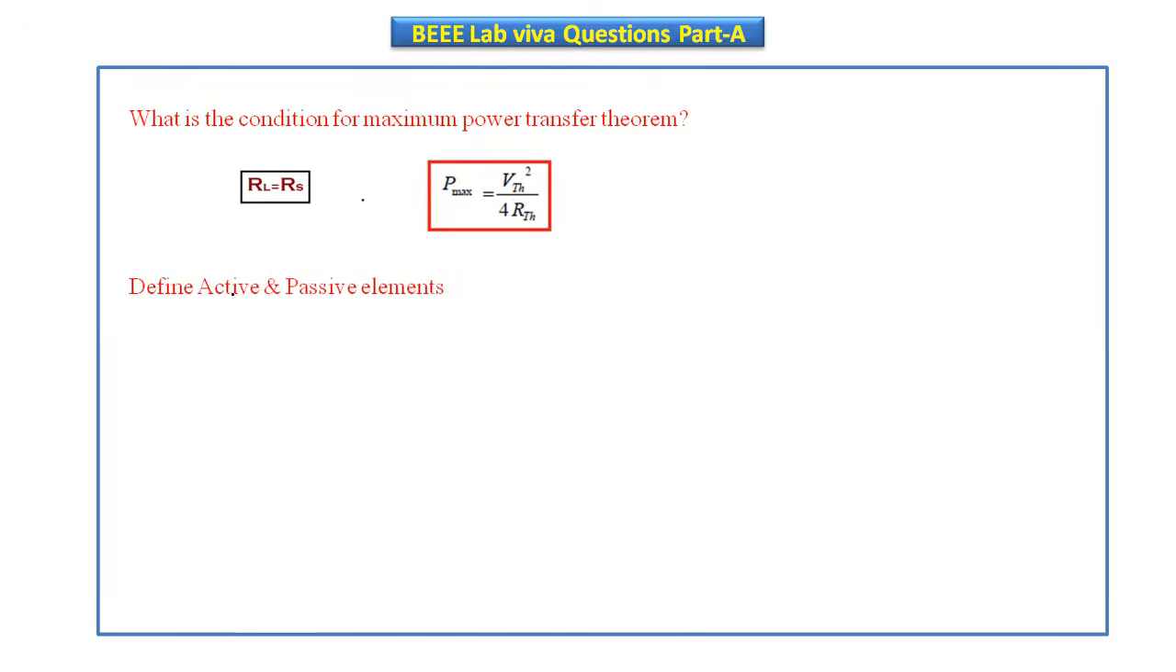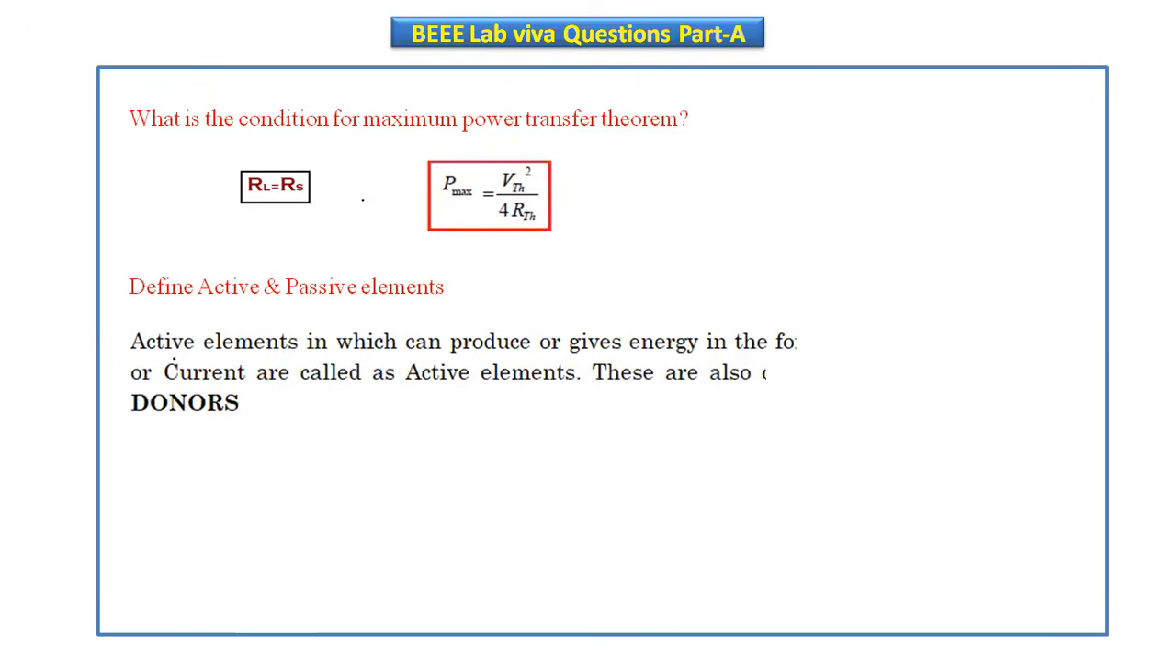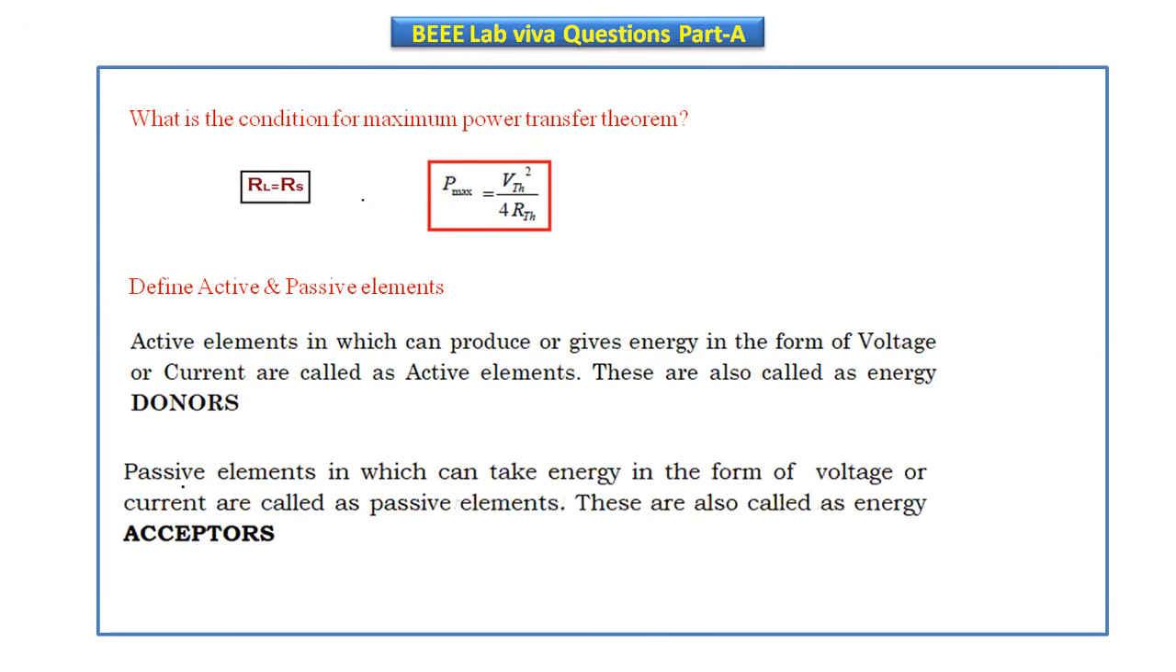Next one is define active and passive elements. Active elements are those which can produce or give energy in the form of voltage or current. They are called active elements. These are also called energy donors. The examples of the active elements are voltage source and current source.